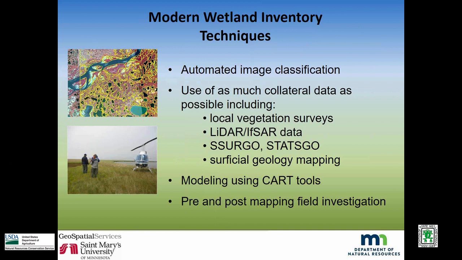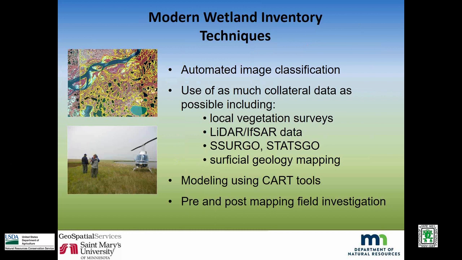Those techniques as well are supported by what we call collateral data, or associated affiliated data, that also provides information about the presence of wetlands and the type of wetland that might be present. One of the most important of those is the advent of high-resolution elevation information, typically called either LiDAR in the lower 48 or IfSAR in Alaska. And the data sets that are provided from those provide a picture of the bare Earth surface.